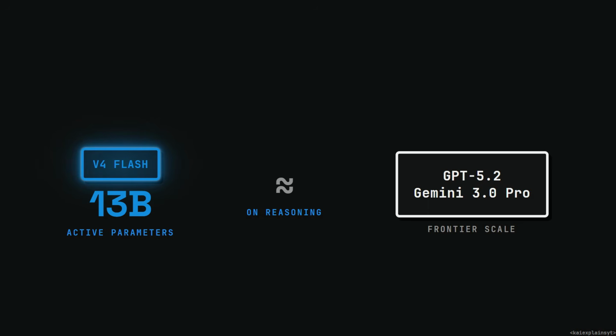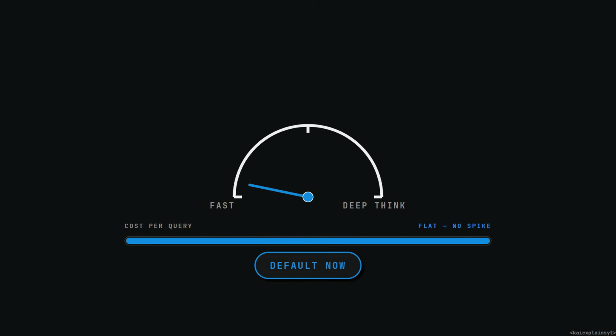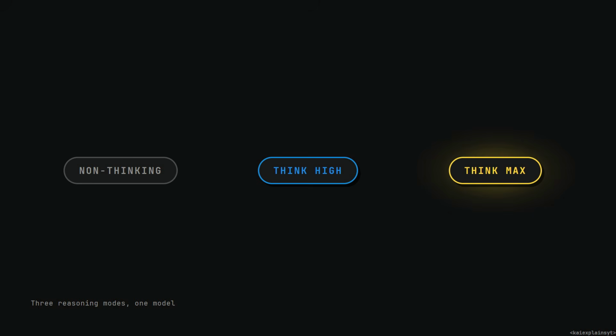V4 Flash, the smaller model at 13 billion active parameters, reportedly matches GPT 5.2 and Gemini 3.0 Pro on reasoning tasks when you give it a larger thinking budget. A small model punching that far above its weight class isn't only about architecture. Inference got cheap enough that you can just let it think longer on hard problems. That changes the equation for how you build AI applications. Usually, letting the model think longer is a luxury you save for your hardest, most critical queries, where the cost is justified. V4's cost structure makes it a default optimization strategy rather than a premium option.